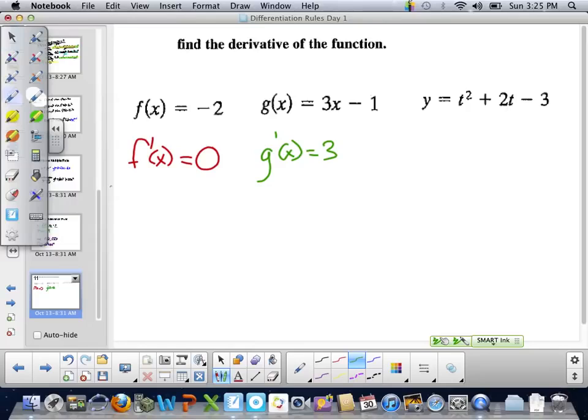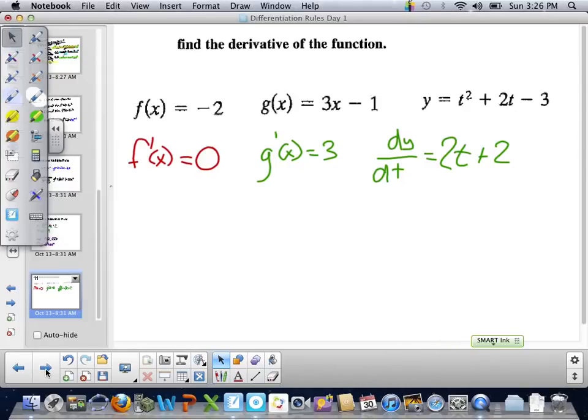And finally, y equals t squared plus 2t minus 3. We're going to call this one dy dt because they aren't using x as the variable, they're using t. It's the same thing. The t squared, use the power rule, plus 2t, the derivative of 2t is 2, and the derivative of negative 3 is a constant, so we leave it alone.